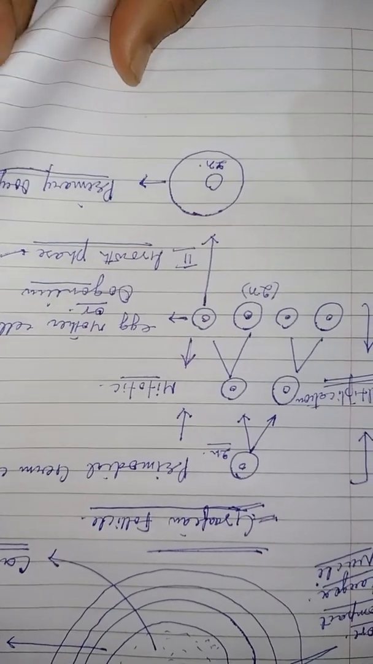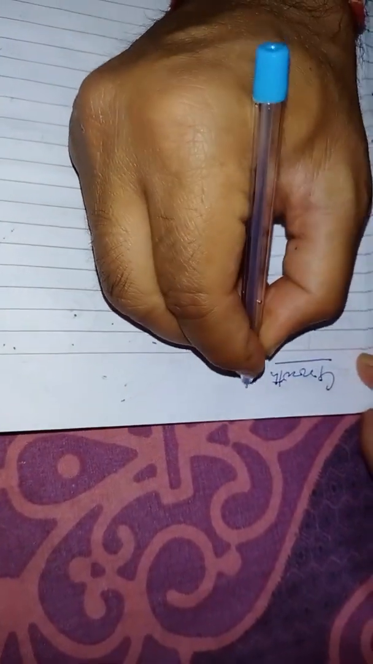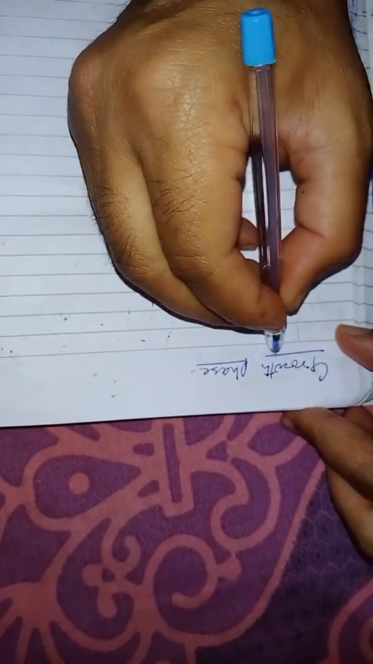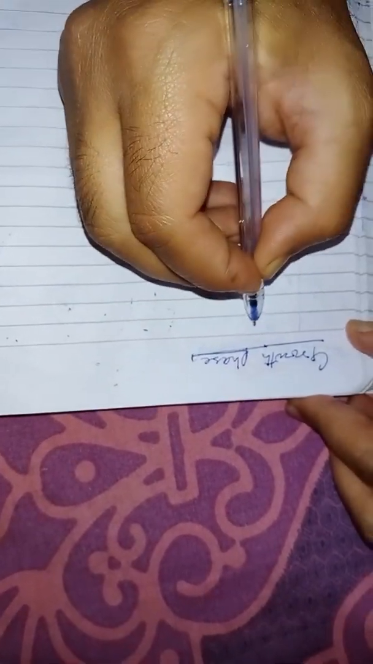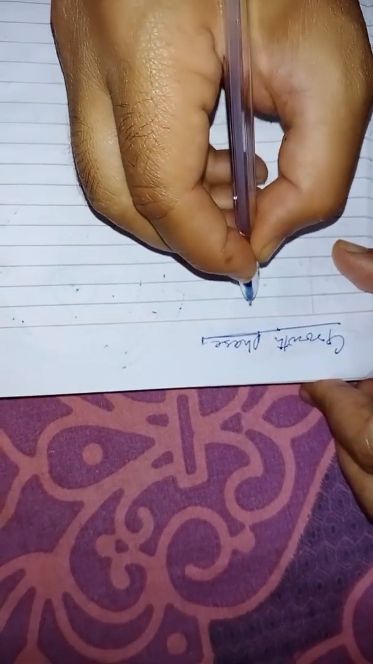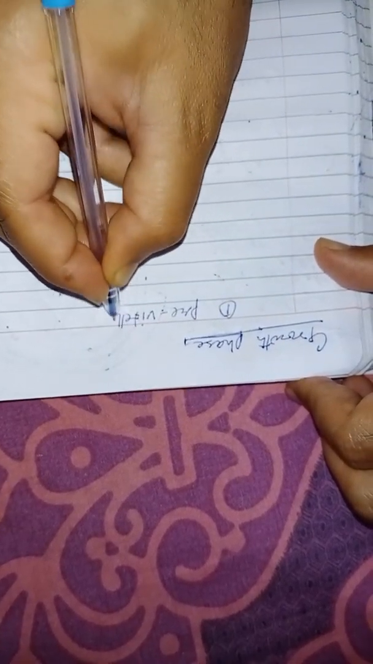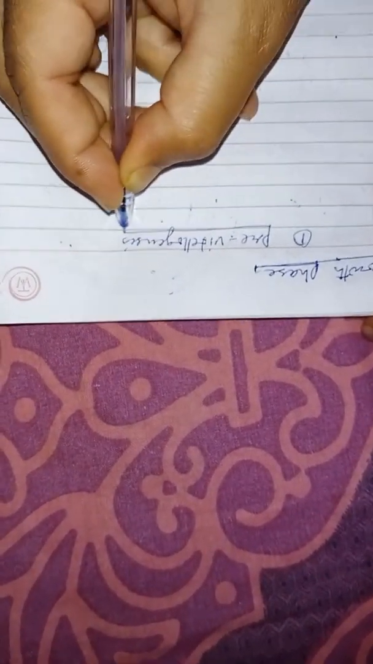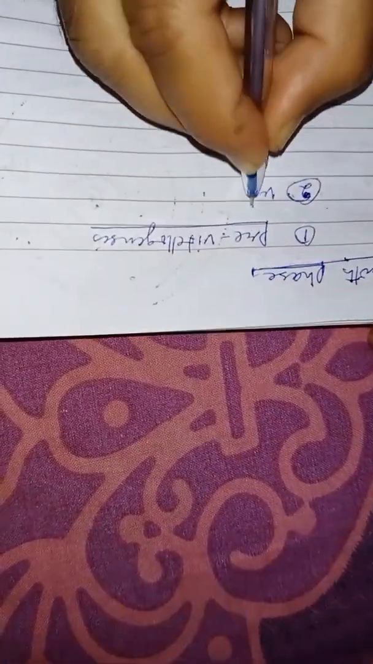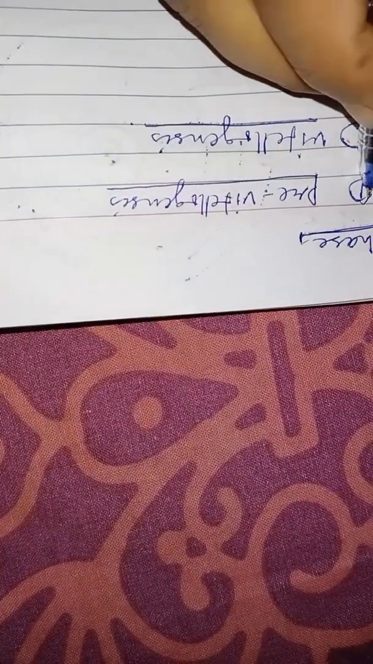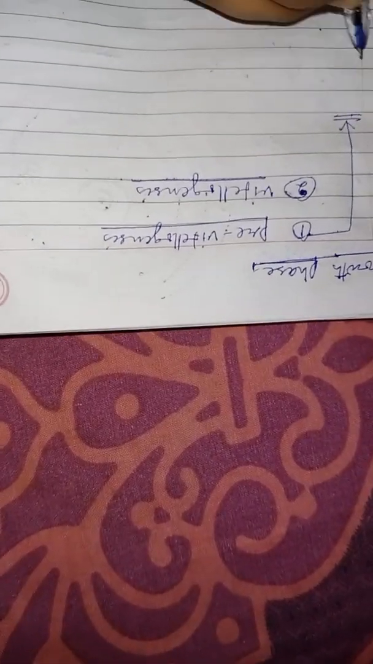What is worthwhile to mention here is that the growth phase is very important, of great importance as far as oogenesis is concerned. The growth phase is subdivided into two phases: one is previtellogenesis, and the other is vitellogenesis.